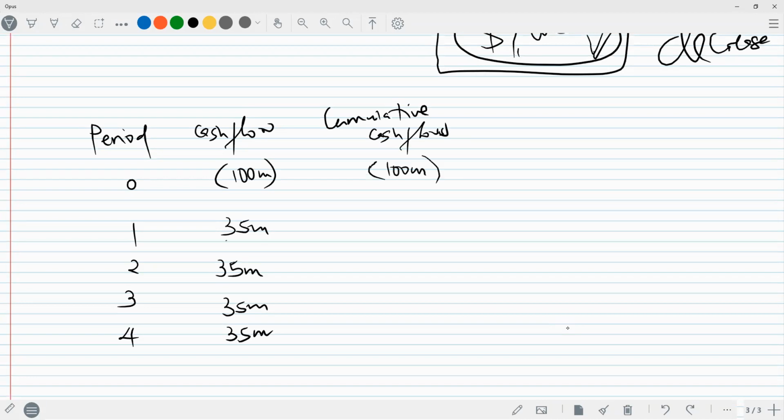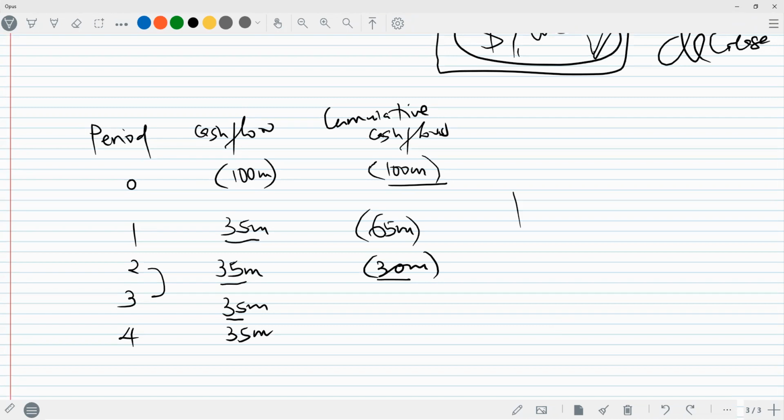Then year 1, you get back that 5. How much remains? Again, you need to recover 100 million. Year 1, you get that 5. How much remains? 65 million remains. Year 2, you get back that 5. How much remains? 65 minus 5, 30 million remains. Now, at the end of year 3, you get that 5, but all you required was 30. Therefore, you're going to get all your money between year 2 and year 3.